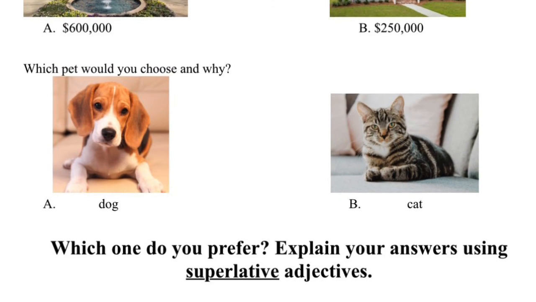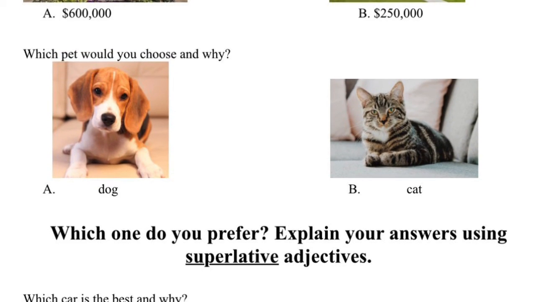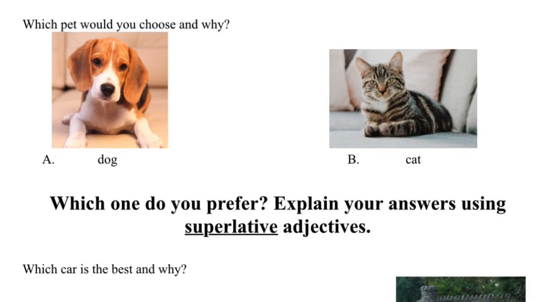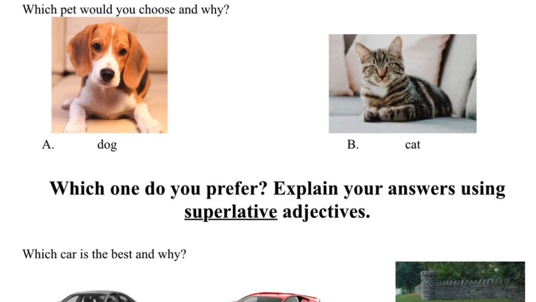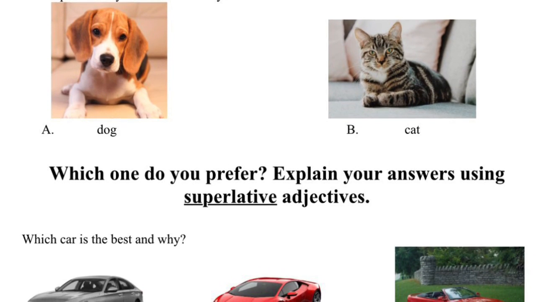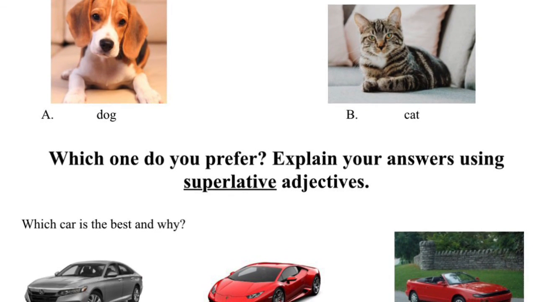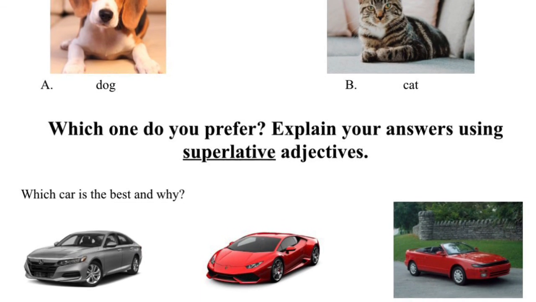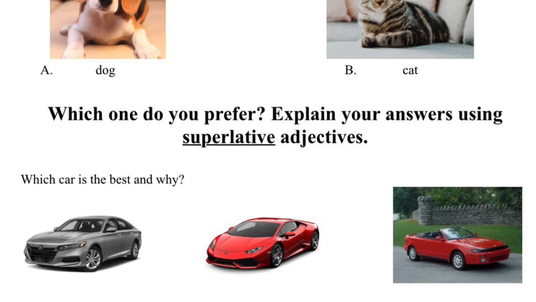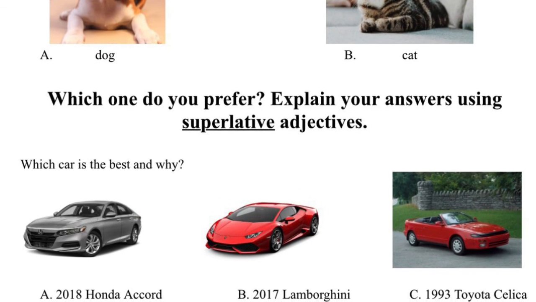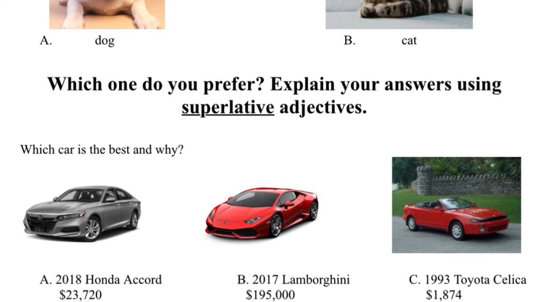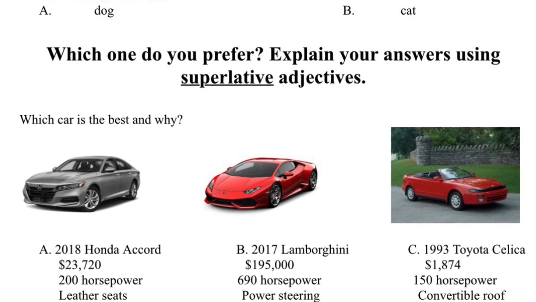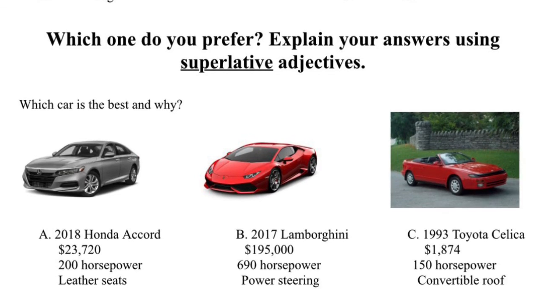Finally, pick one of the cars and explain why you believe it is best. Be careful, here you're using superlative adjectives, so that EST. I believe that car B is the most awesome car because it is the most expensive and most powerful. Now, make your Flipgrid video and please speak about all 3 choices: the house, the pet, and the car.